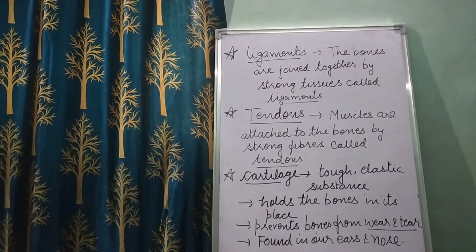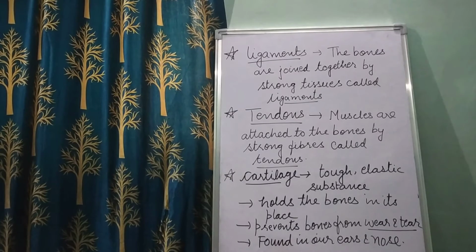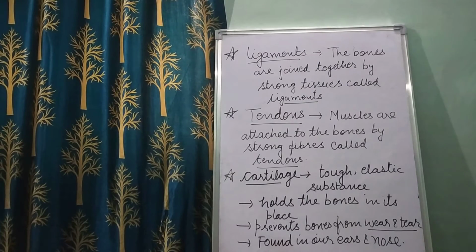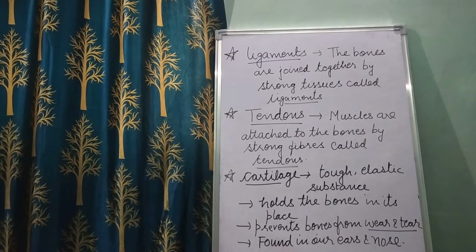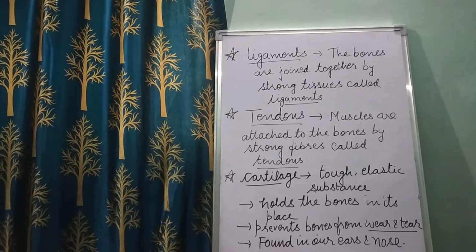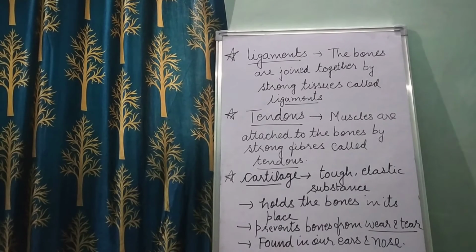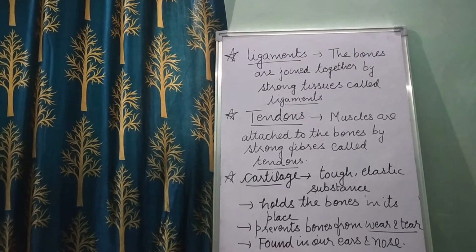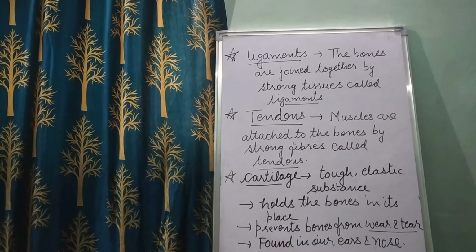Now the second is tendons. Basically you all know that bones and muscles work together. Muscles give flexibility to our bones that helps in different types of movement. So children, these muscles are attached to the bones by strong fibers that are called tendons. So bones to bones are attached with the help of ligaments. Muscles and bones are attached with the help of tendons.